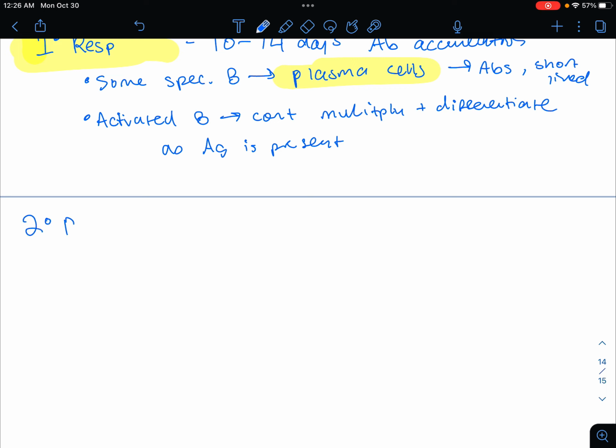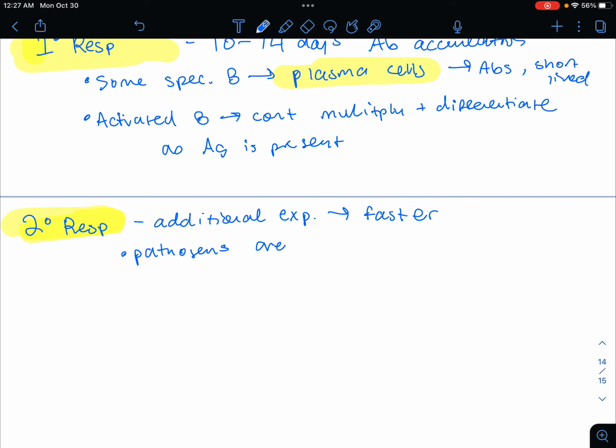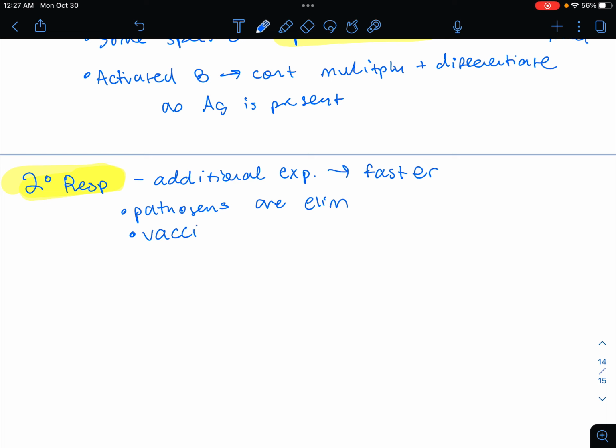The secondary response, however, again, this is where the stronger response due to memory. This is from additional exposure, and that's going to create a much faster secondary response. And it's also more effective. The pathogens are eliminated even beforehand. And vaccination will be exploiting that secondary response.